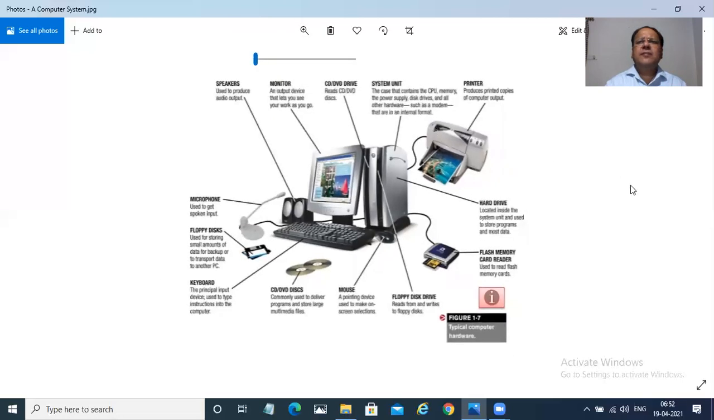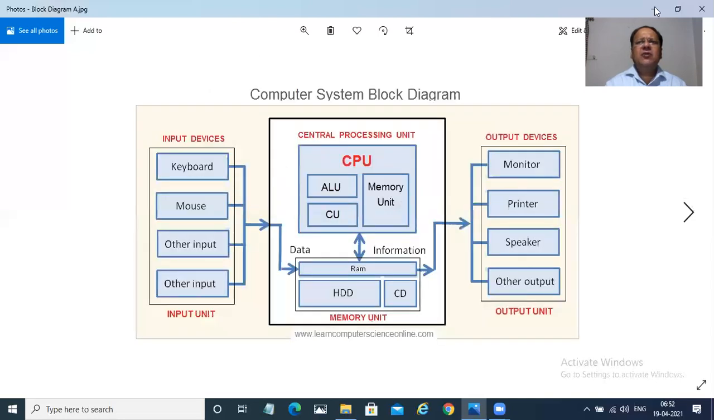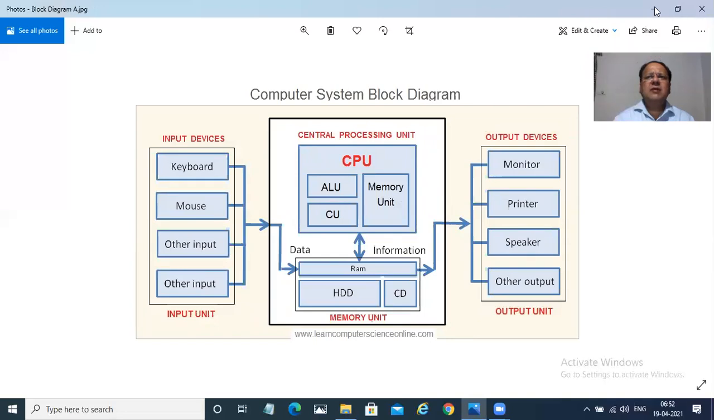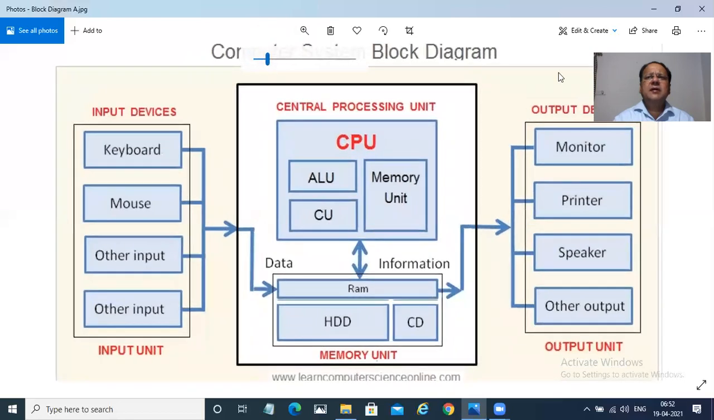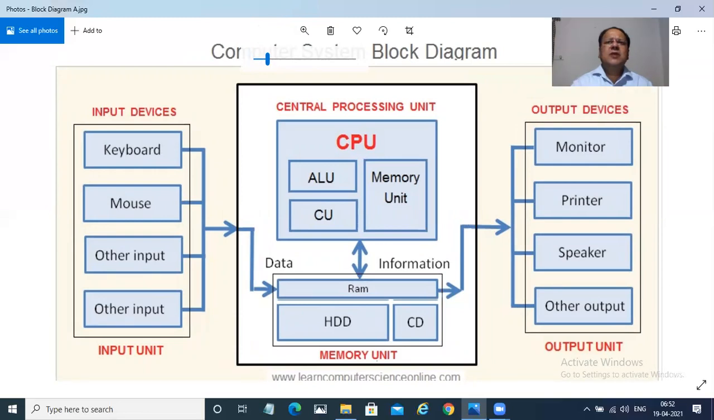Now, I would like to switch to my next slide. And the next slide which we have, I want you all to have a closer look at this particular slide properly. This is the computer system block diagram. I'll try and make it a little bigger. So I want you all to pay special attention here. This is your computer system block diagram.